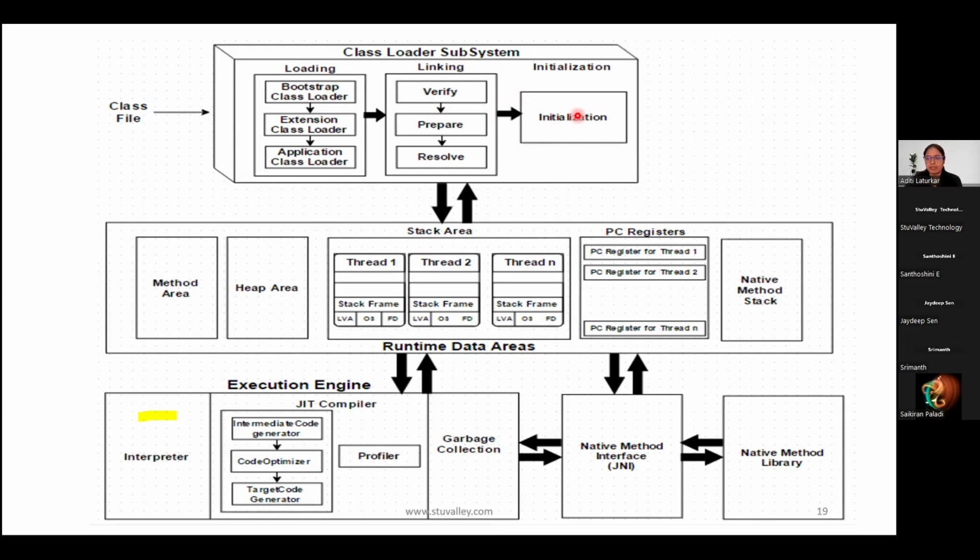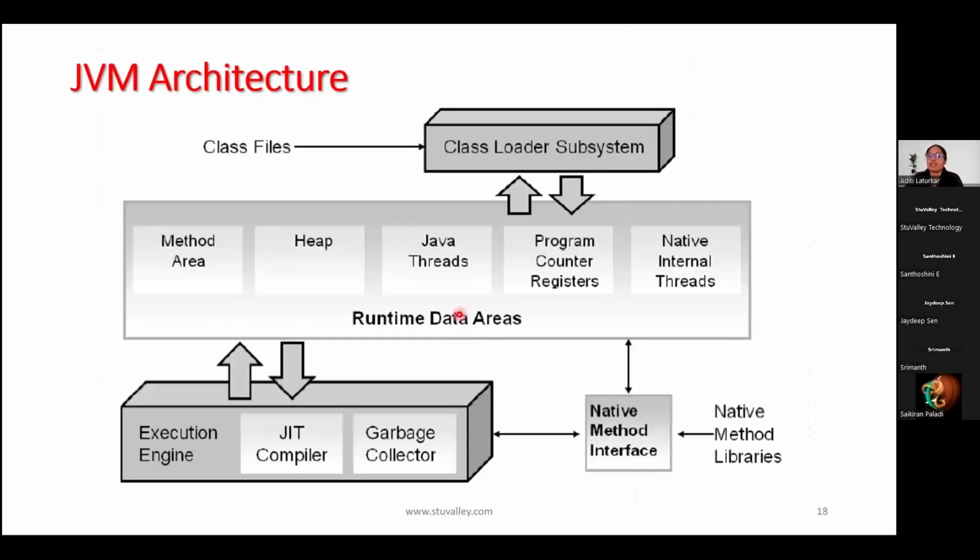This is a quick recap. Okay. So today we are going to see the runtime data area, that is nothing but the second subpart of the JVM architecture, which has several different parts: method area, heap area, Java threads, program counter registers, native internal threads. Okay, that we are going to see one by one today.